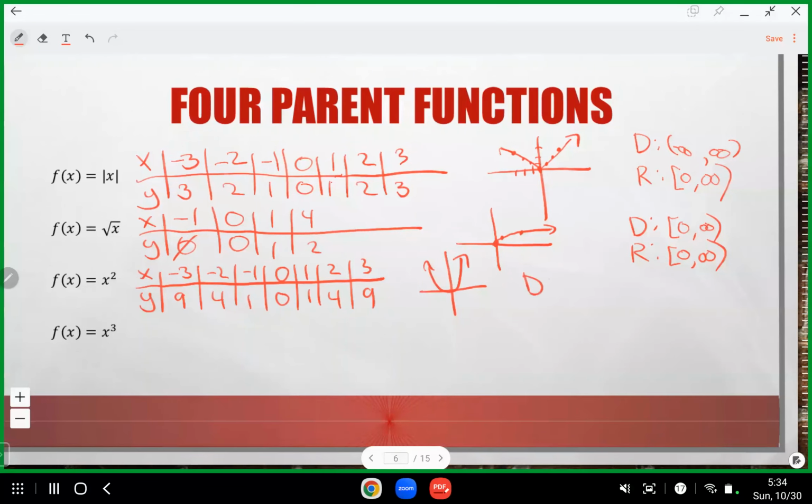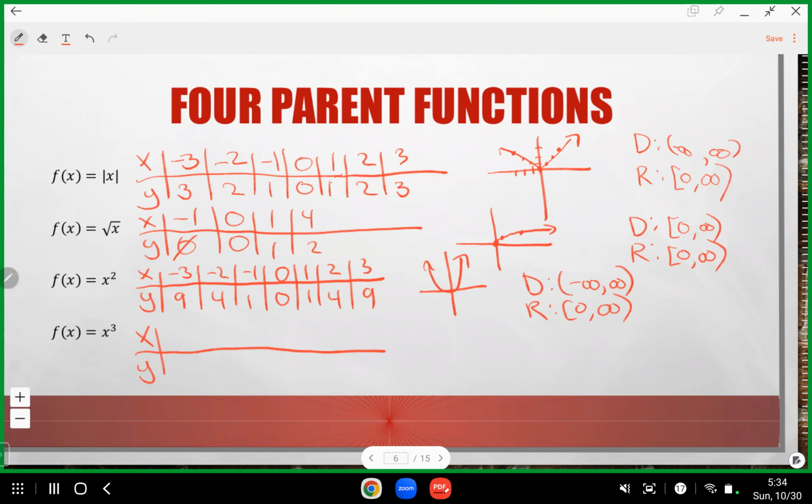And the domain, what is it going to be? Is it going to be negative infinity to infinity? Very good. And the range is going to be? Negative infinity to, oh no, it's 0 to infinity. Good. Okay, so now let's look at our final one, which is x cubed.